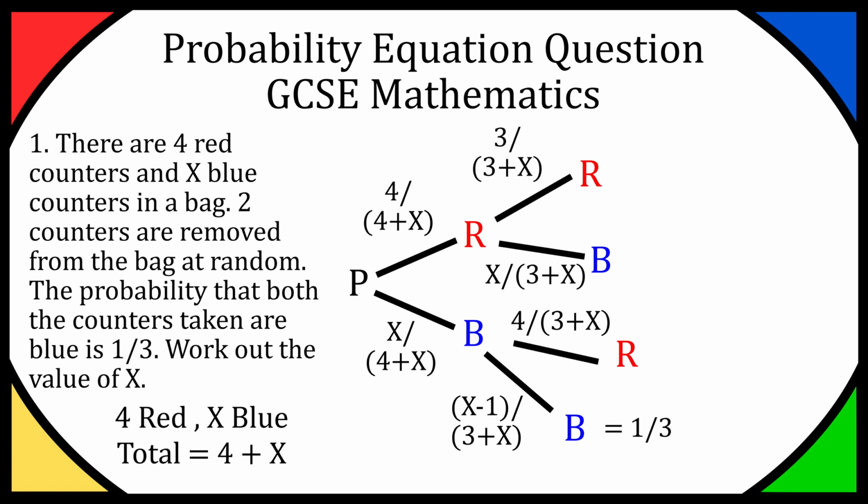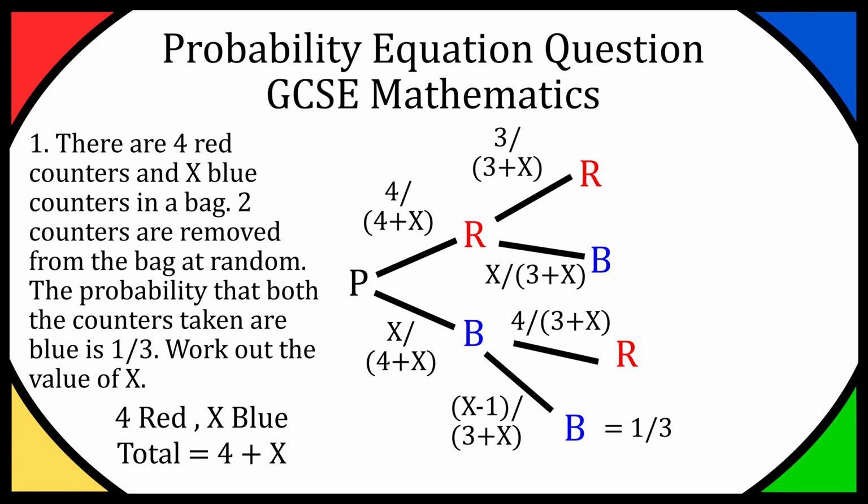Next, we're going to continue on this line, so R to R. Now, the probability of pulling a second red is going to be 3 over 3 plus X. Why is that? Well, we've taken 1 out already, so we're going to have 3 on the top because there's 3 red counters left in the bag. And on the bottom, there's going to be 3 plus X because there's 1 less counter in the bag overall. So we have the probability of pulling a red counter and then another red counter in a row. And if you want to work out that joint probability, you just multiply both the probabilities together.